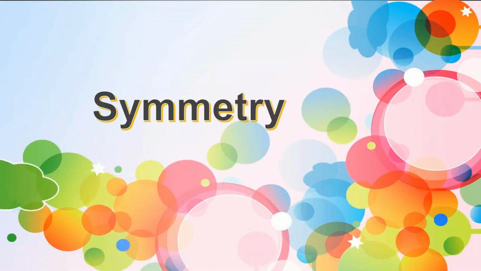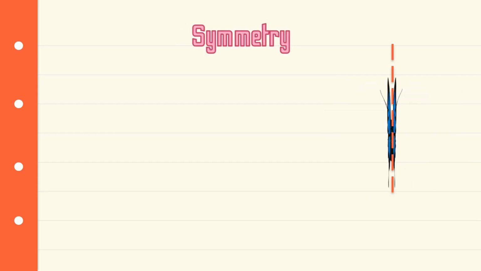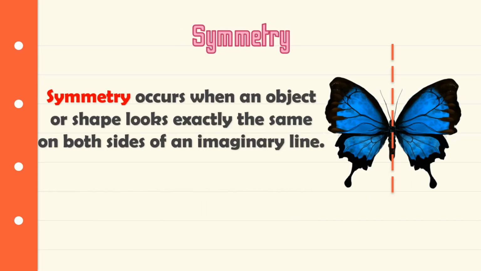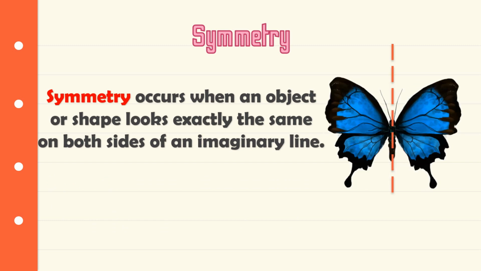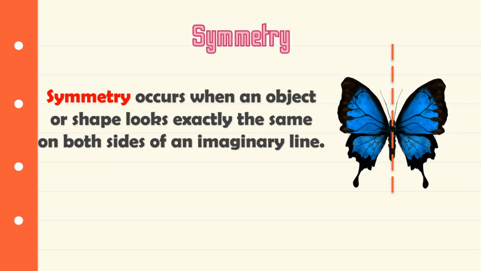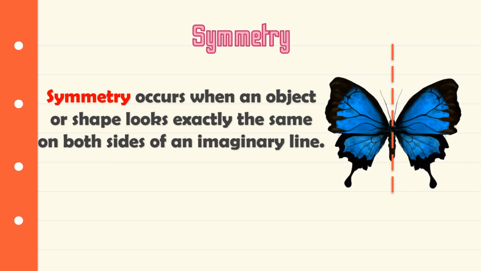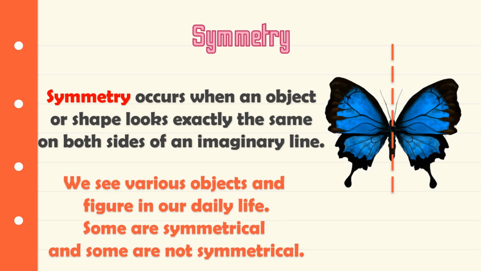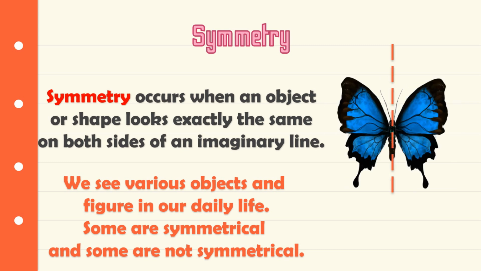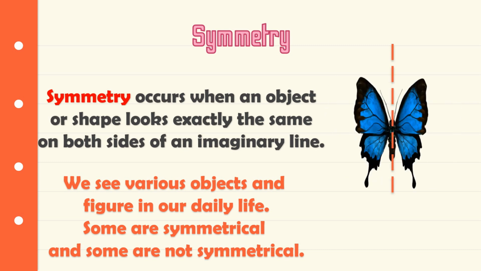Let's learn today about symmetry. What is symmetry? Symmetry occurs when an object or shape looks exactly the same on both sides of an imaginary line. We see various objects and figures in our daily life.